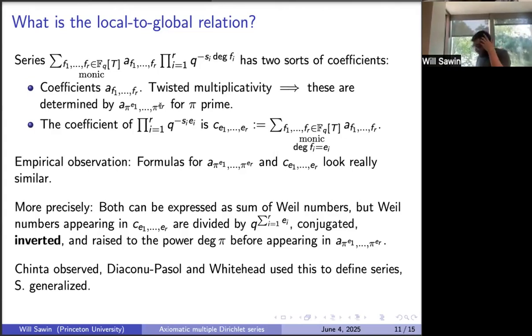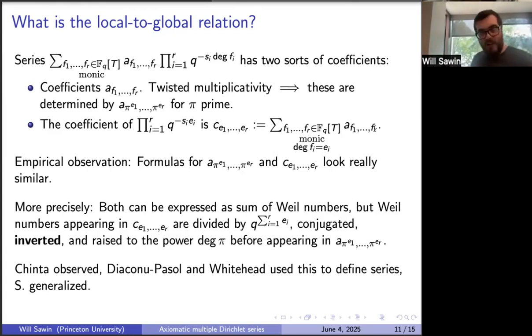But the other thing I could say is that this series is a power series in the variables q to the minus si, a formal power series, and I could just look for the coefficient of a monomial in that formal power series. Because the same term q to the minus si degree fi occurs for multiple fi of the same degree, the coefficient of this power series, which I'll call c of e1 through er, is a sum of many terms a of f1 through fr.